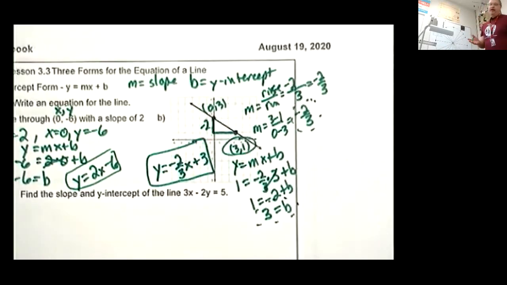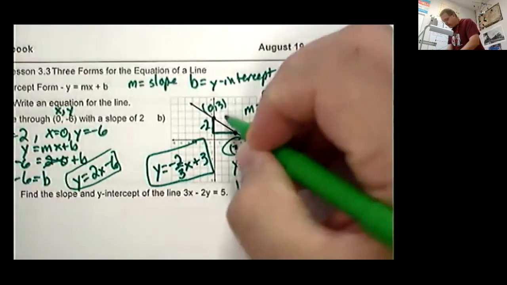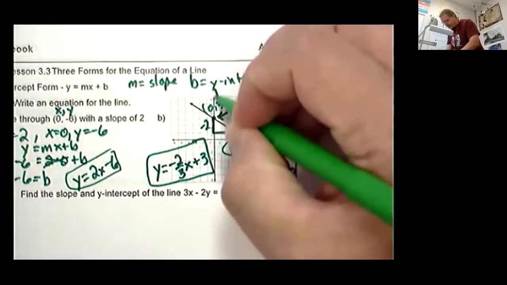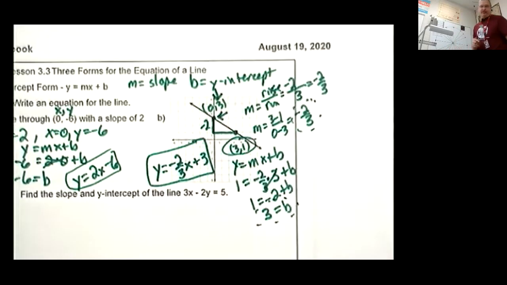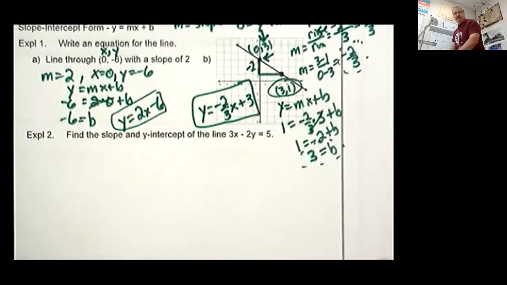Now, what's the shortcut? Well, the shortcut is, remember, the b is the y-intercept. Where did we cross the y-axis? That was at 3. So 3 was actually the y-intercept. If you remember that shortcut, you can use that as well. Example 2, find the slope and y-intercept of the line, 3x minus 2y equals 5. So now we're given an equation.